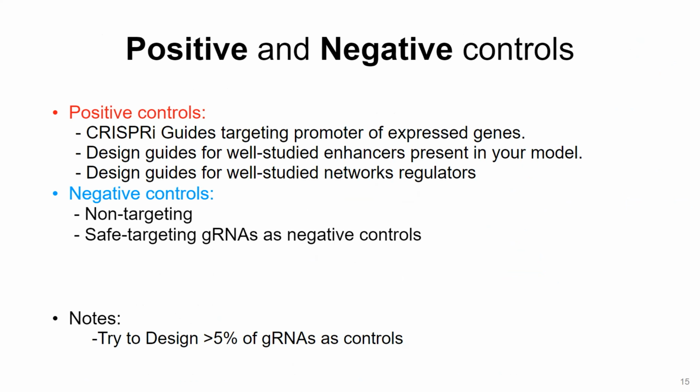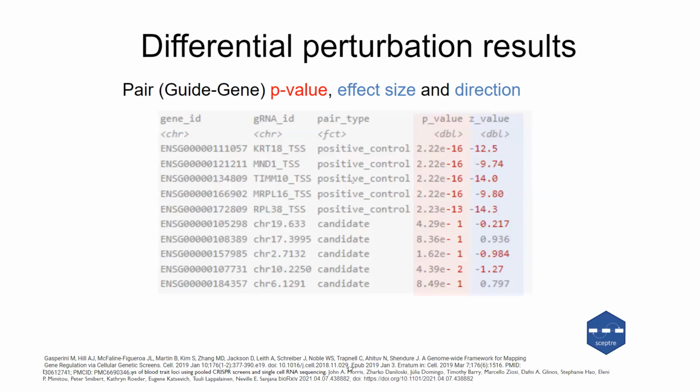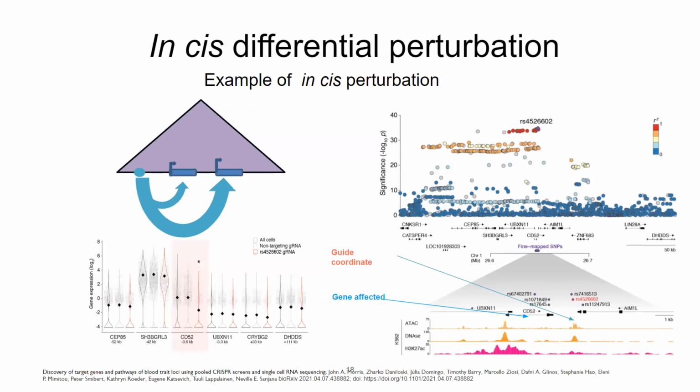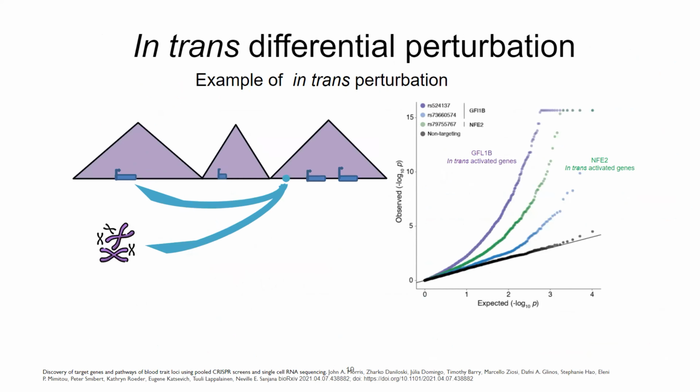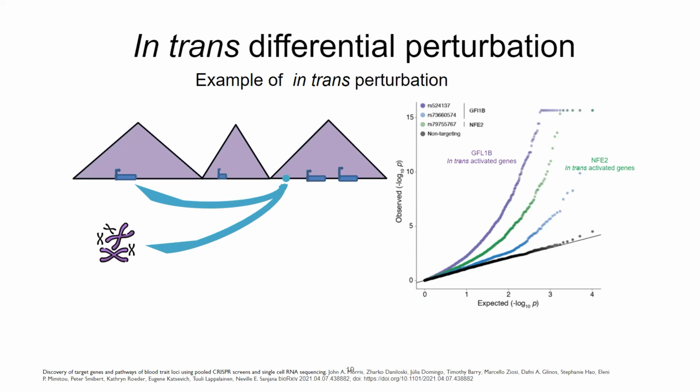I was also talking about positive controls. Here is how, when you think about this over-dispersion and inflation, Sceptre is doing well. Sceptre is not a tool from the Pinello lab, but we're trying to integrate it into a bigger pipeline. Here is what the differential perturbation looks like. These tools can be used for in-cis perturbations and trans-perturbations. That's another field that we can discuss as well, because there is room for improvement. These tools need to be faster for calculating whole-genome inference.